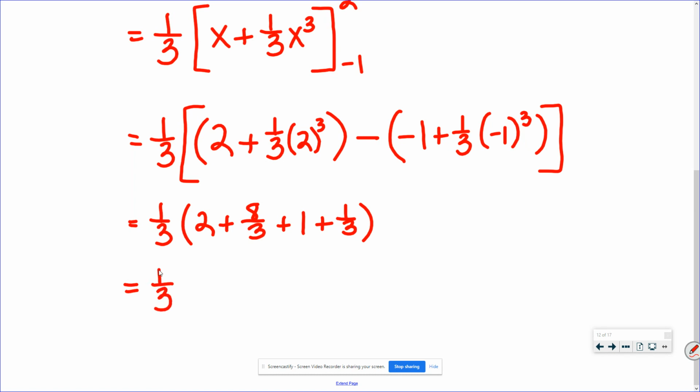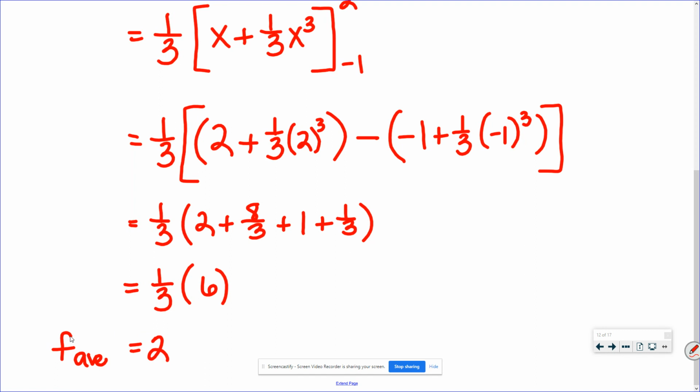And we end up, I'm going to go back to the parentheses. This would be 3 plus 9/3, which is 9/3 is 3. So 3 plus 3 is actually just 6. So this answer is going to end up being 2. And remember, that is the average value.